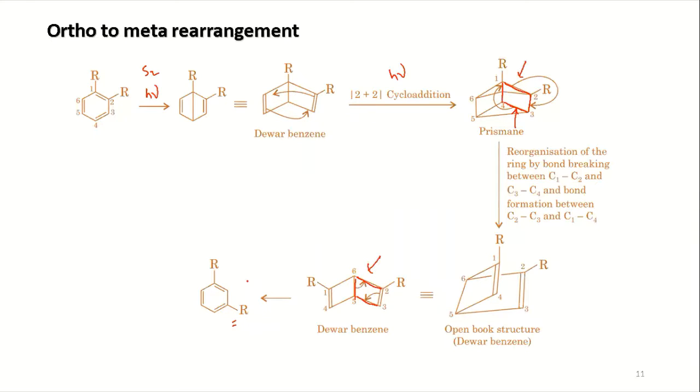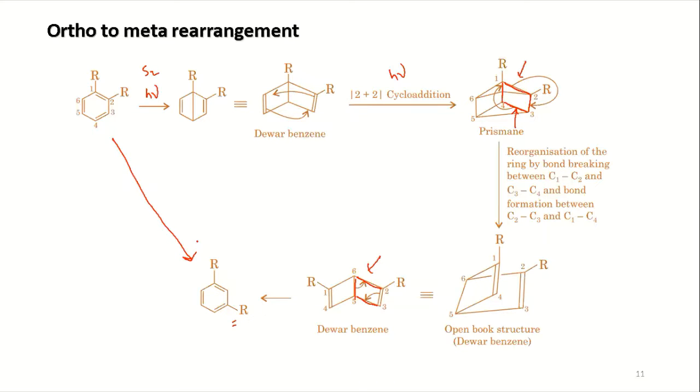Okay, so what is happening here? You have the consecutive 2+2 cycloaddition reaction. Again, the 4-membered ring is opening. So that process is happening, and finally the formation of the ortho to meta rearrangement product is happening.